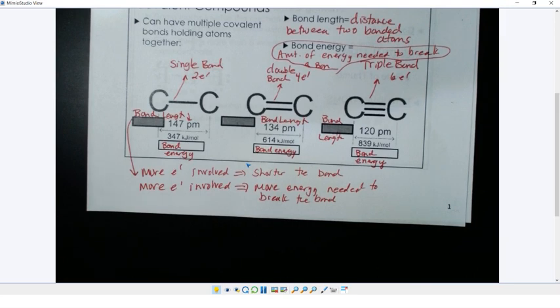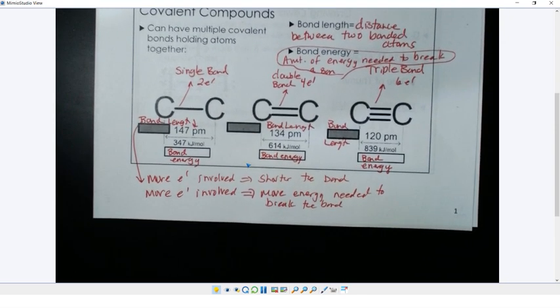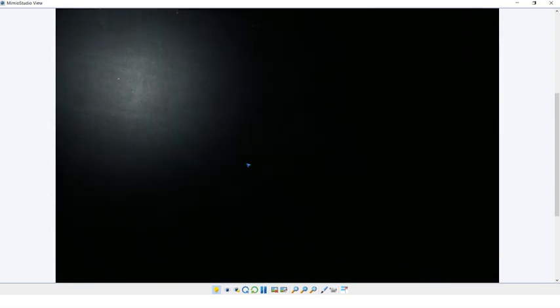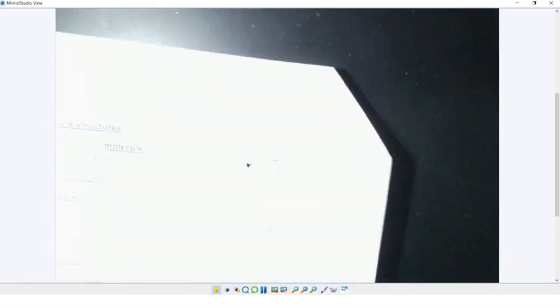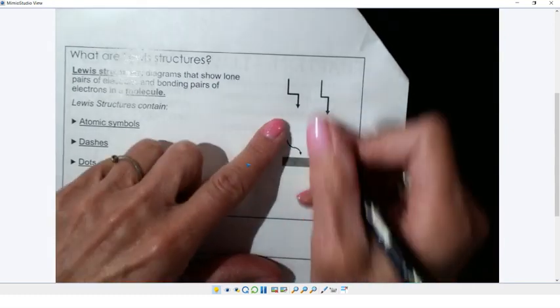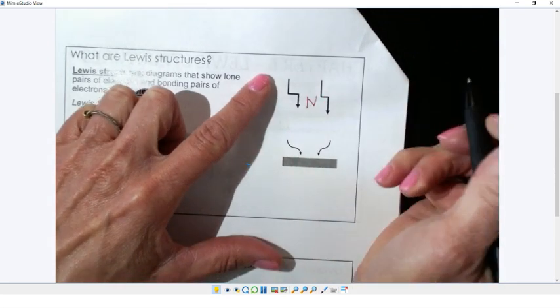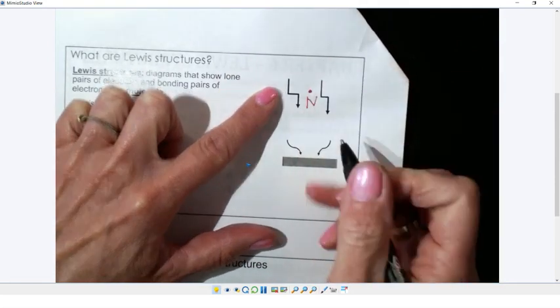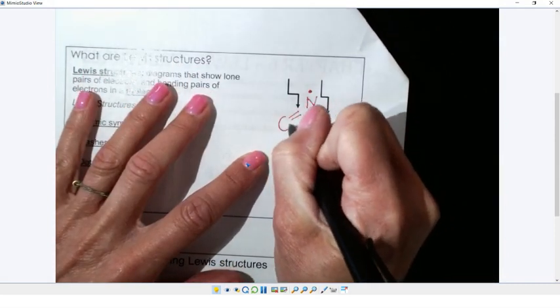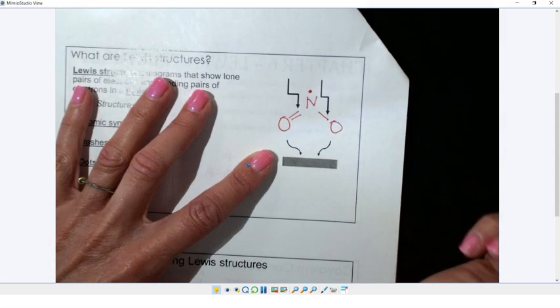Okay, and we're going to use these double, single, and triple bonds, making our Lewis structures. The picture did not actually come through, so we're going to draw it. Up here, draw a capital N, put a dot, put a double bond, put a single bond, put an oxygen here, put an oxygen here.